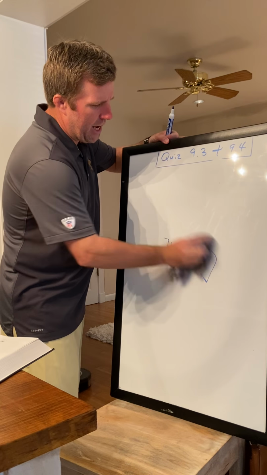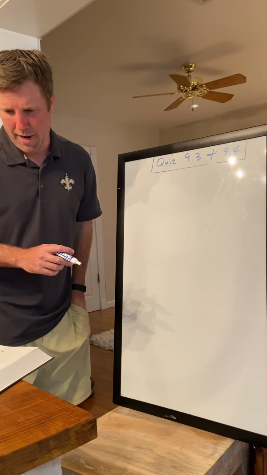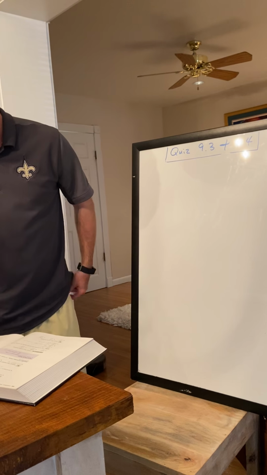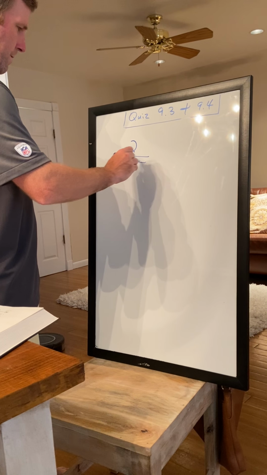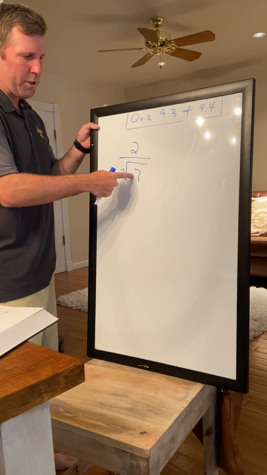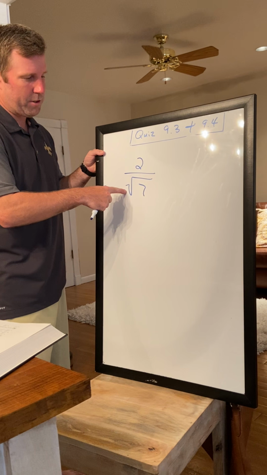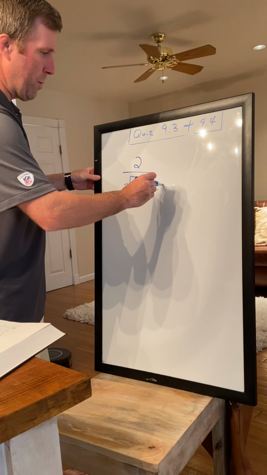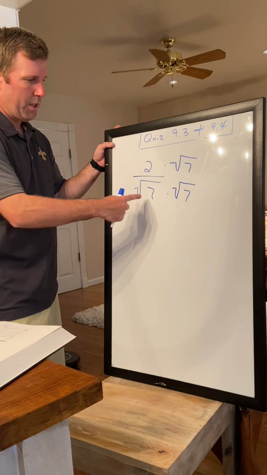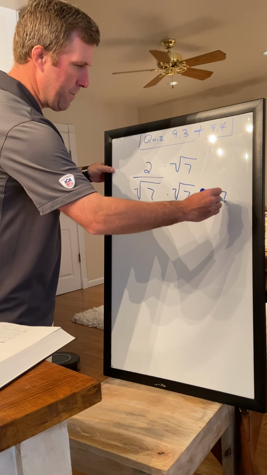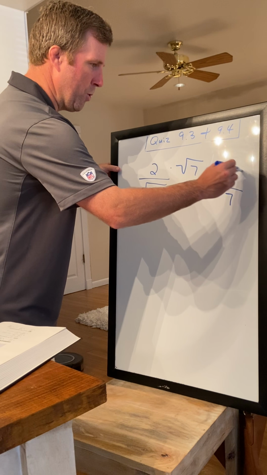We learned to rationalize the denominator. Meaning that when we have a radical in the denominator, we can't leave it there. For instance, the square root of 7 is not a perfect square. I can't break 7 down, but I can't leave this square root in the denominator. So I have to multiply the top and the bottom by the square root of 7. The square root of 7 times the square root of 7 is 7. 2 times the square root of 7 is just 2 square root of 7.